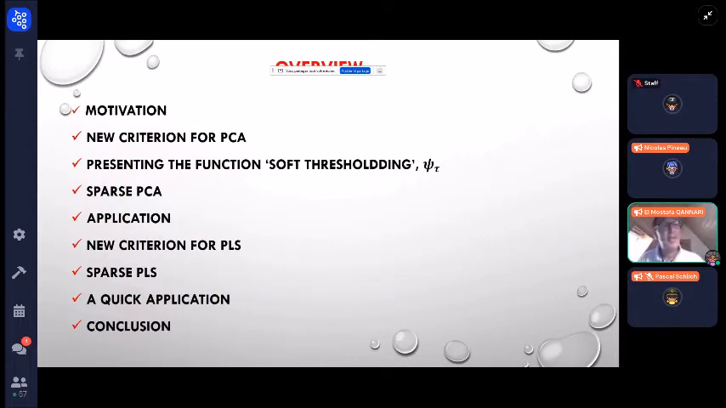The overview of my talk is the following. I start by giving some motivation of this work. I'll give a new criterion for PCA, and before presenting sparse PCA, I'll present the soft thresholding function that probably some of you know already, and then I dwell on sparse PCA before giving an application in some metrics. And then I'll move to PLS. I'll give a quick application because of the lack of time, and I finish with some concluding remarks.